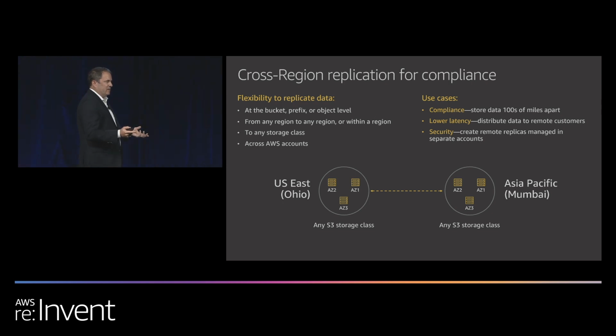You can replicate at the bucket level. You can replicate at the prefix level. You can replicate at the object level. You can even replicate within a region now. We just supported that just a quarter ago. So you can actually replicate within a region if your requirements dictate that. So lots and lots of flexibility in terms of being able to achieve compliance with the AWS architecture.